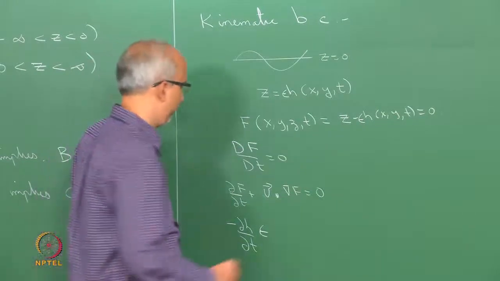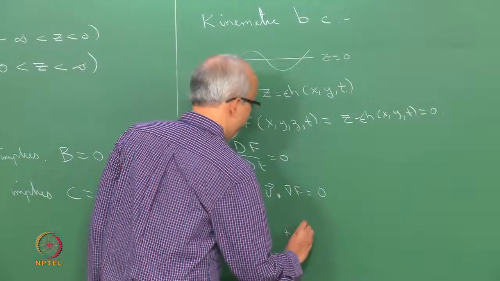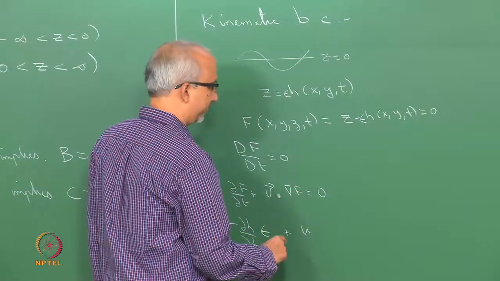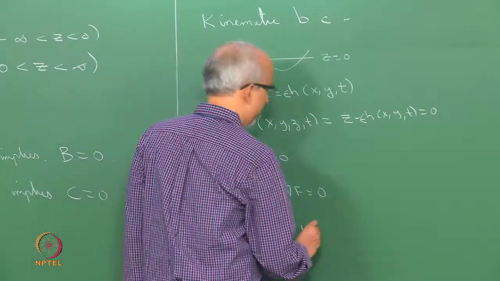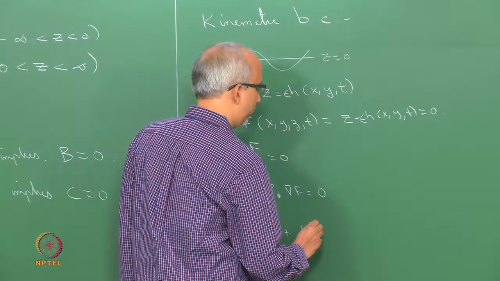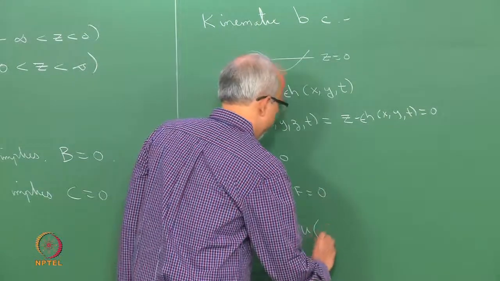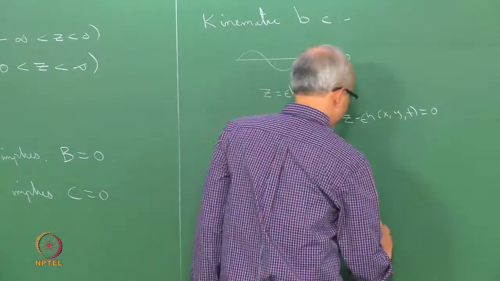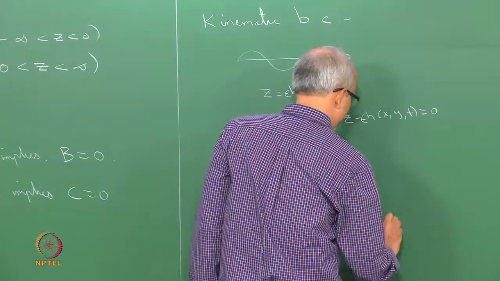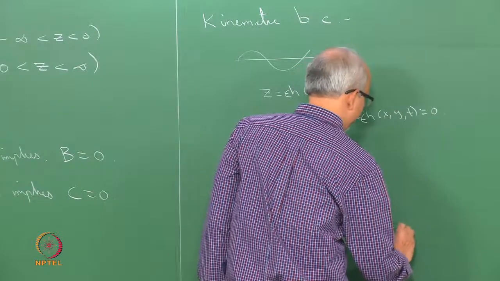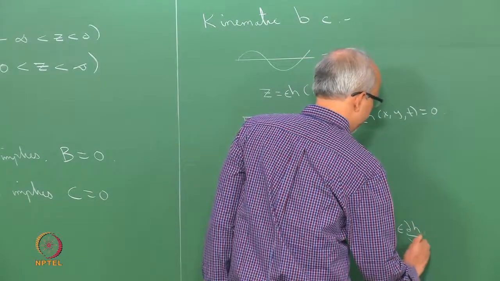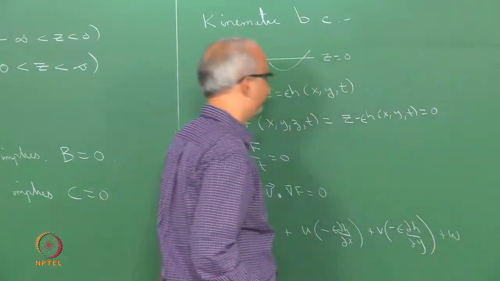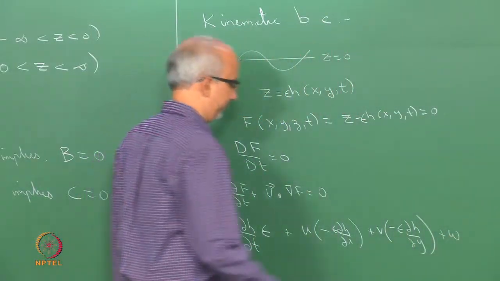okay, plus u times the partial derivative of f with respect to x, which is minus epsilon dh by dx, plus v times, it is all multiplied by epsilon, okay, dh by dy, plus w times df by dz.